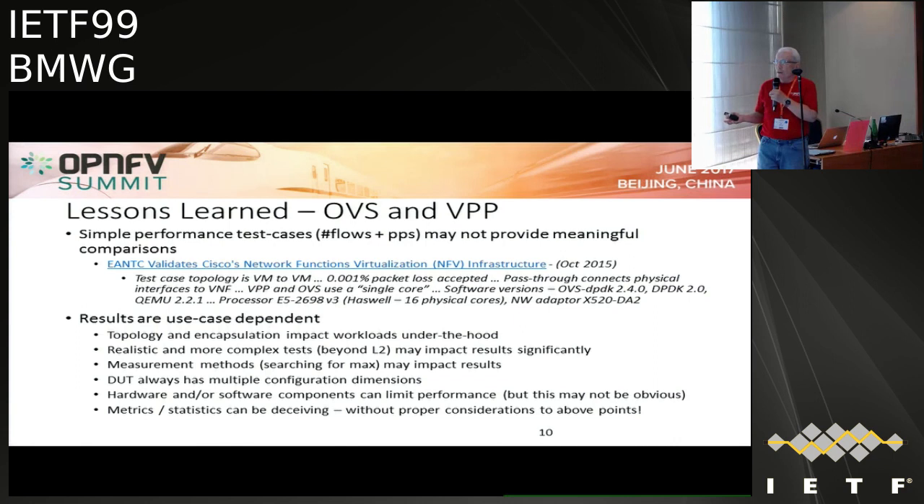So the results are use case dependent. There's going to be impact of the deployment scenarios and so forth. Obviously, there could be realistic and more complex tests that may impact the results significantly, IMIXs, as we mentioned. The searching for throughput maximum may be a factor here, and the searching algorithms differ from system to system. The device under test always has multiple configuration dimensions. Hardware and software can limit the performance, and it may not be in obvious ways. And the metrics can be deceiving, without proper consideration of all the above.